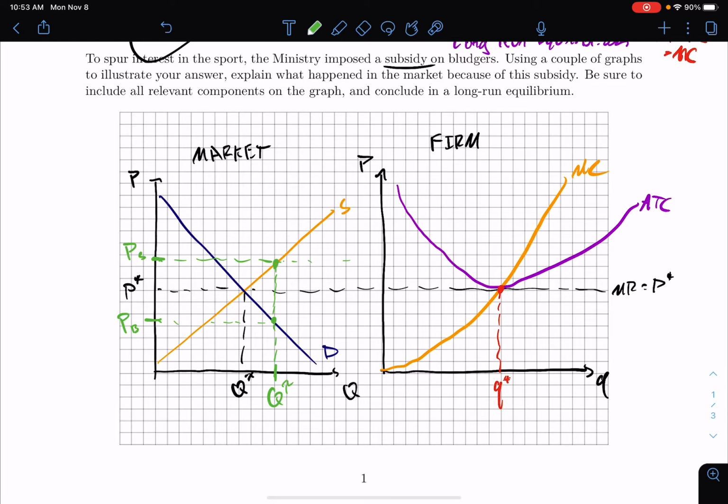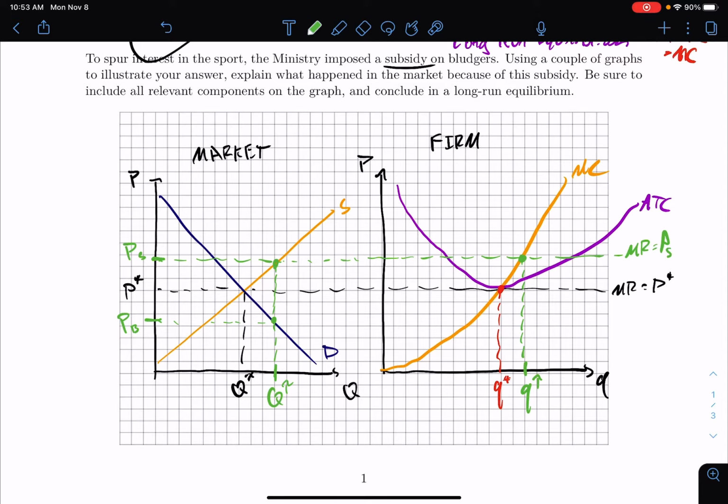So let's just draw our marginal revenue curve all the way across, which gives us the solution to the firm's problem at the intersection of MC and MR. Call this little q tau. Okay?